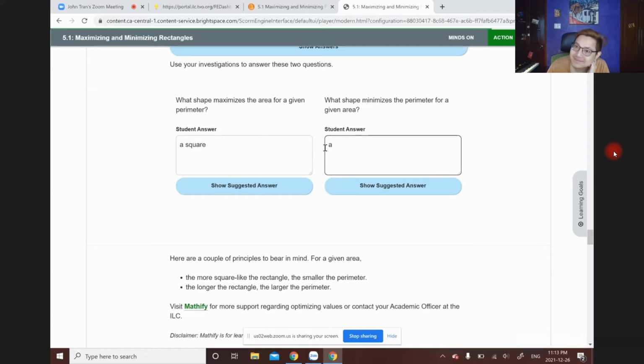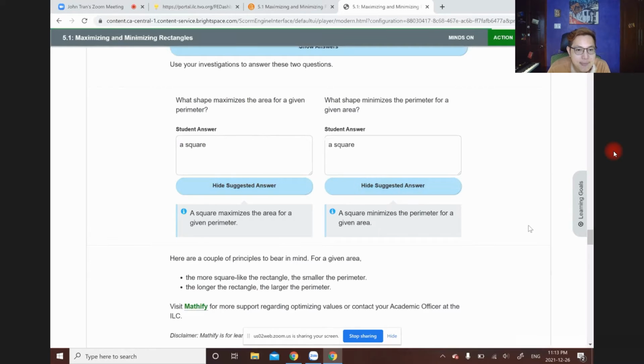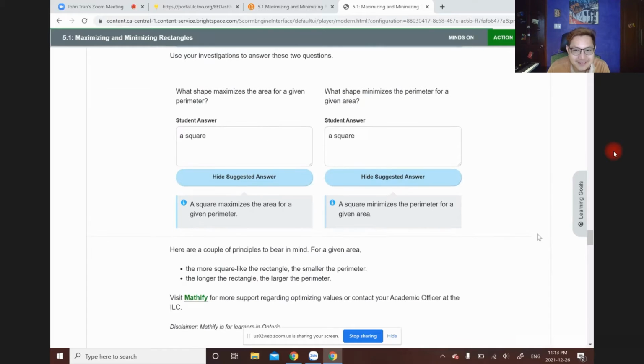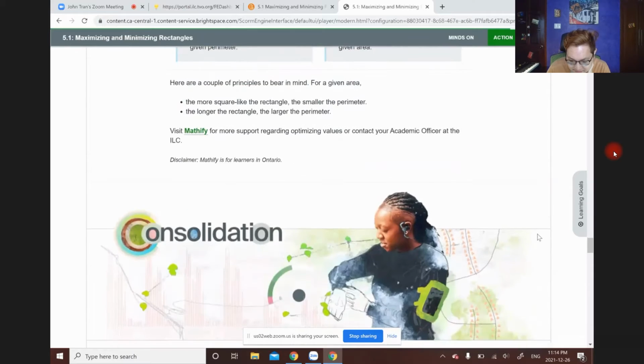No. I'm just going to take the gamble. It's a gamble, of course. And see the suggested answer you can see. A square maximizes the area for a given perimeter. Very good. A square minimizes the perimeter for a given area. Wow! So it means that it can be both too. Yeah, it can be both. Good. Your logic is improving.